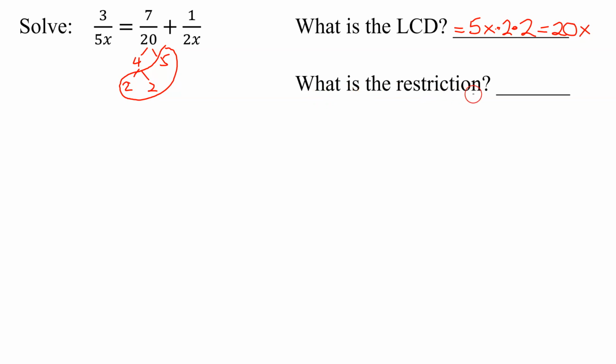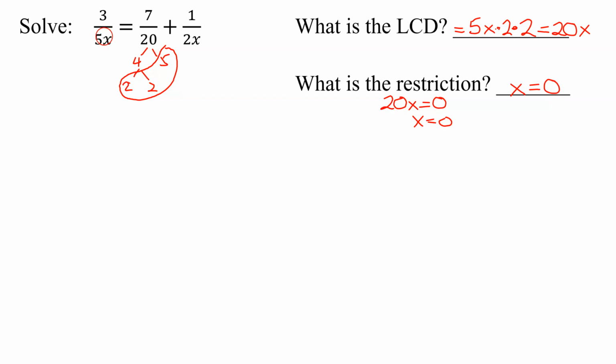Now we need to figure out our restrictions. Those are the values of the variable that make the denominator 0. Because remember, you cannot divide by 0. So to find the restrictions, what we have to do is set your LCD equal to 0. So I have 20x equals 0. Well, 20 cannot equal 0, so 20x equals 0 when x equals 0. So x equals 0 is our restriction. That is the value that makes this denominator and this denominator 0. So x equals 0 is not allowed as a solution.